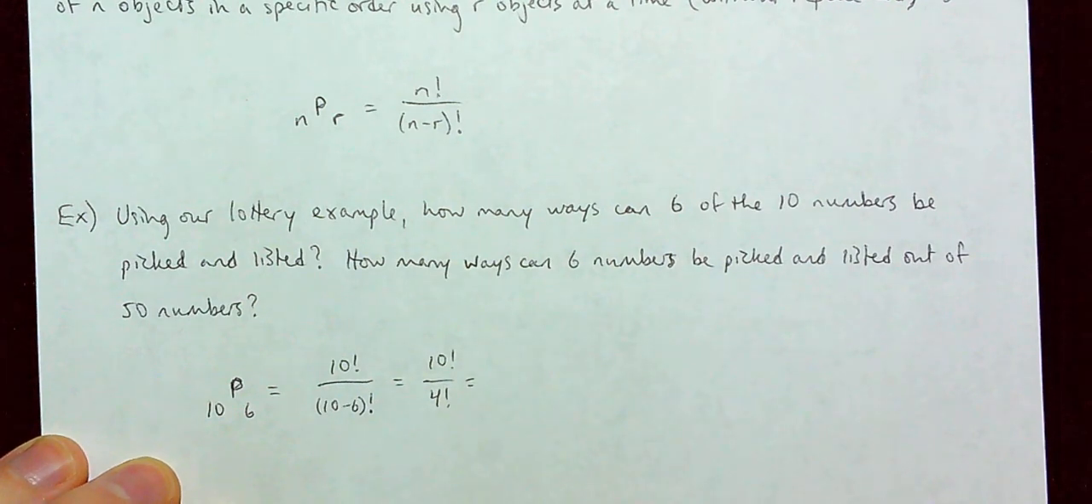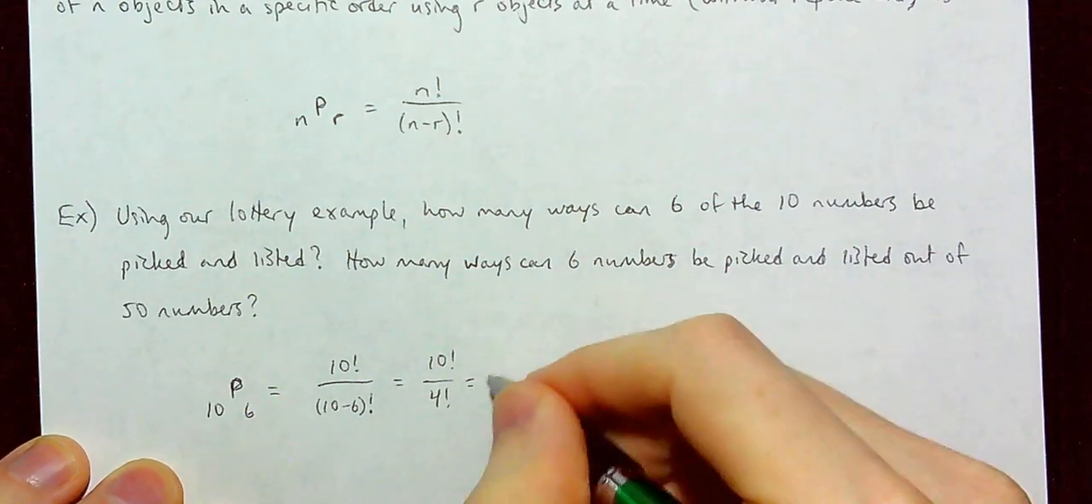And what you can do is go into your calculator, or you can write out all the factors and cancel out, but you can do 10 factorial divided by 4 factorial. And if you plug this into your calculator, you will come up with 151,200.